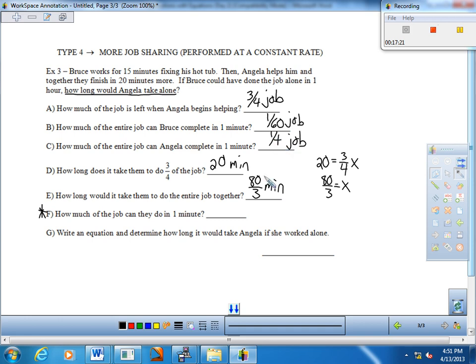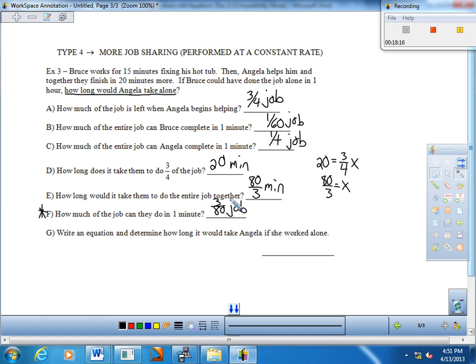And so what we have here, if it takes 80/3 minutes for them to do the entire job together, then it's going to take 1 over 80/3 in order to do it in a single minute. All right, which happens to be, again, just the reciprocal, so if this freaks you out, please ask about it. But I would argue that they can do 3/80ths of the job in a single minute.